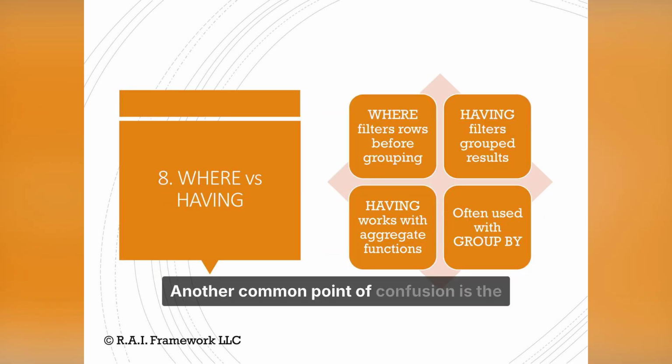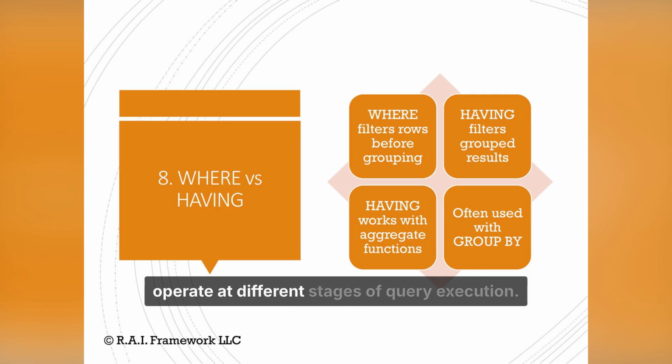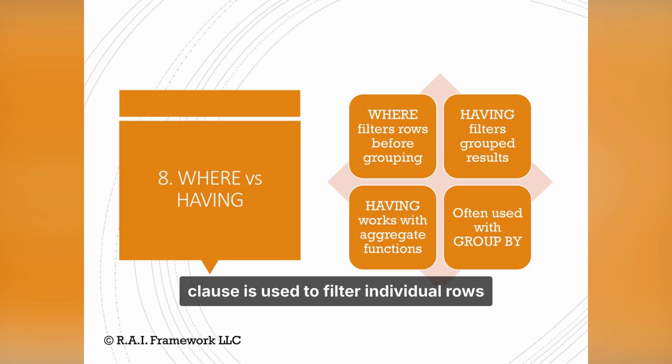Another common point of confusion is the distinction between the where and having clauses. Both are used for filtering, but they operate at different stages of query execution. The where clause is used to filter individual rows before any grouping occurs. You can use it to filter data based on conditions applied to columns in the table.